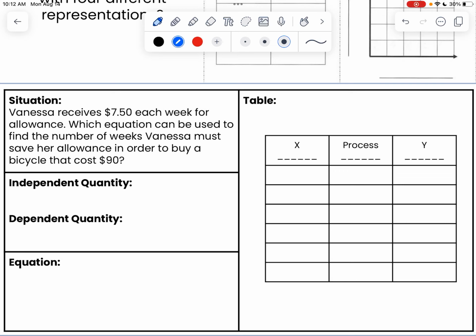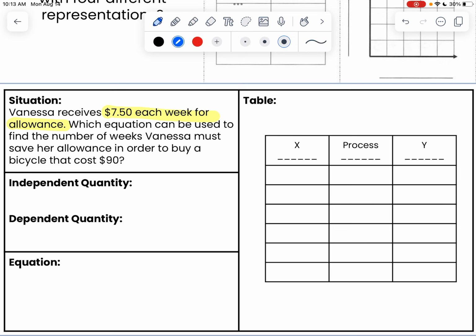Hey guys, today we are going to be taking a story problem and representing it in a table and an equation. So the situation that we're given is that Vanessa receives $7.50 each week for an allowance. I think that that's important, so I'm going to highlight it.